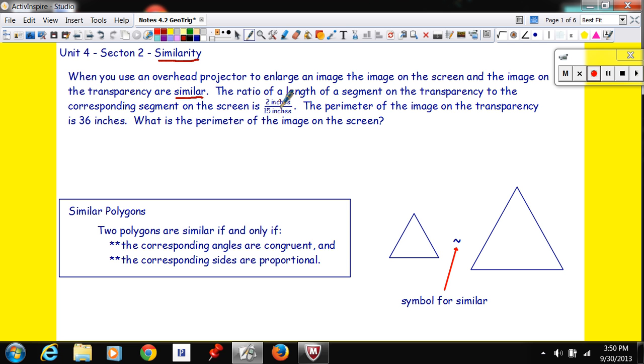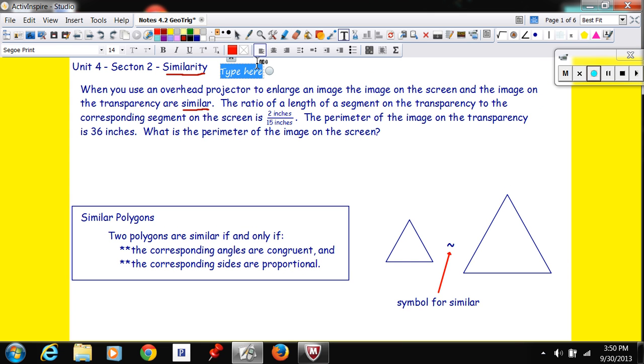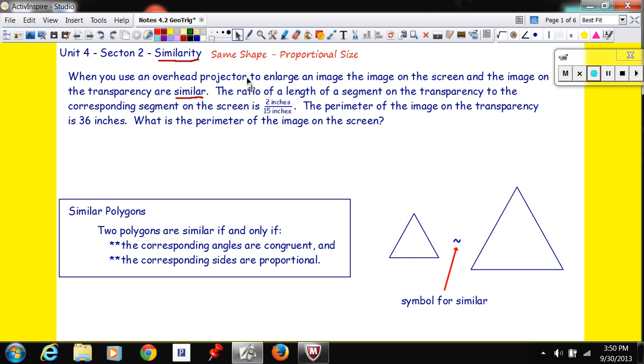The scale factor, or the ratio, is a 2-inch to 15-inch ratio or scale factor. So it's making it bigger. So similarity, let me put up here really quick a little definition for you on similarity. It's the same shape but a different size. Or actually, we should put proportional size. Could actually be the same size because a 1-to-1 ratio is still a ratio. But usually it's not the same size, so we would put proportional size.